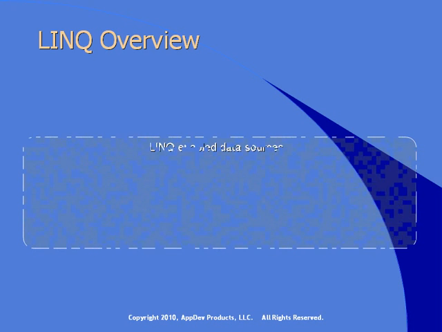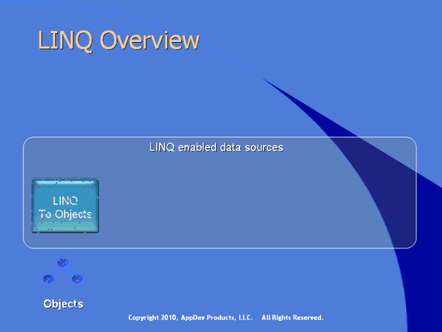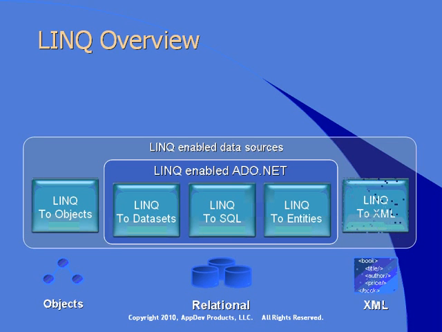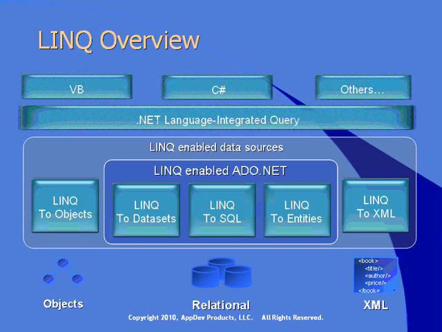To finish up our overview, let's take a look at a graphic representation. Now, if you think about the LINQ-enabled data sources, we have LINQ to objects, which communicates with objects. We have LINQ-enabled ADO.NET, which talks to datasets, to SQL, or to entities. And we have LINQ to XML, which works with XML data. Now, above that, we have .NET Language Integrated Query, which is the language layer which allows Visual Basic, C#, and other languages to communicate directly with those LINQ-enabled data sources. Well, enough talking about it. Let's actually dig in and look at some of the syntax.